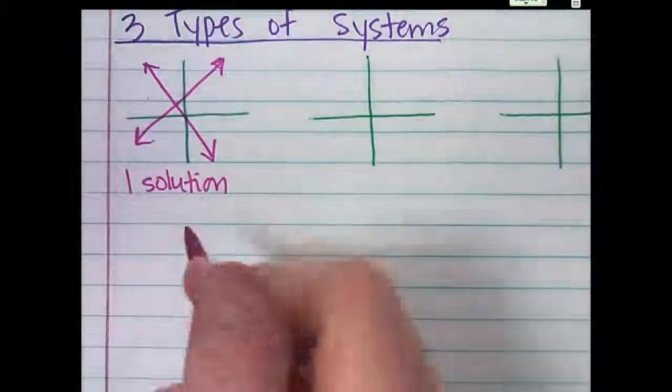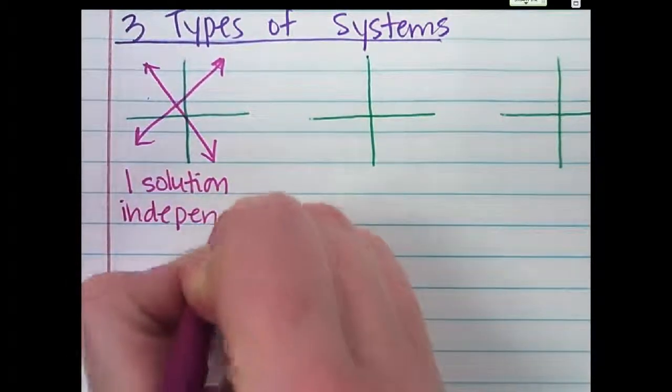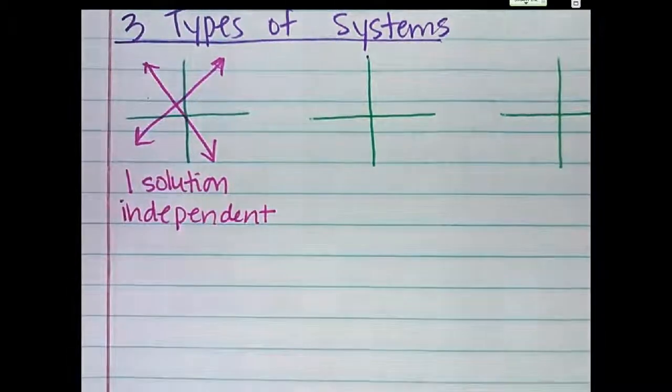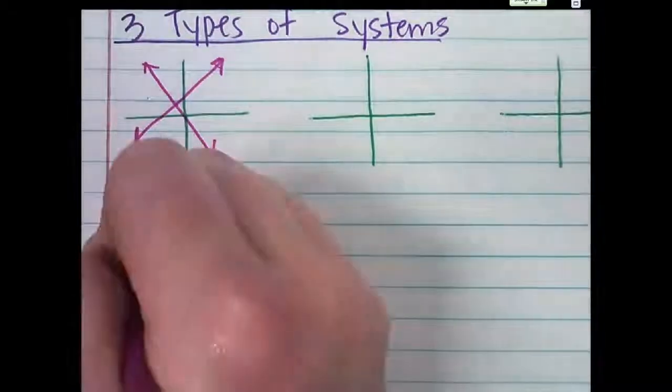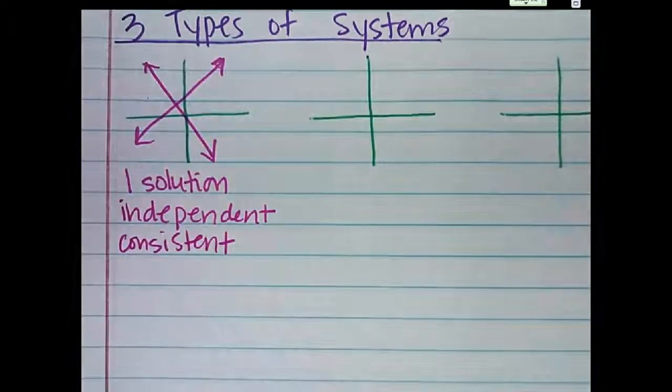So one solution, we call this an independent system because each line is its own thing. They're completely separate, independent. And they also use the word consistent, just meaning there is a solution to the system of equations. So one solution, independent, consistent.